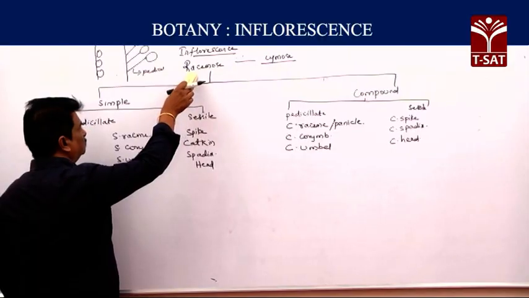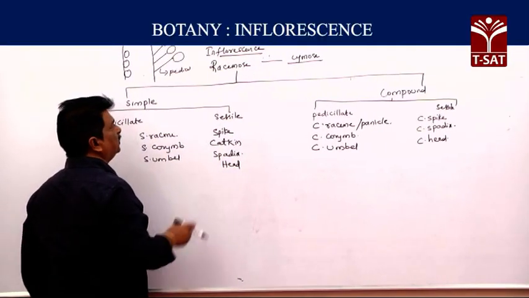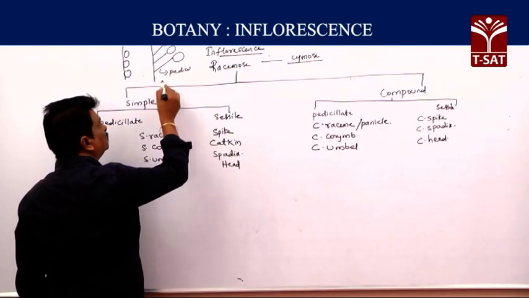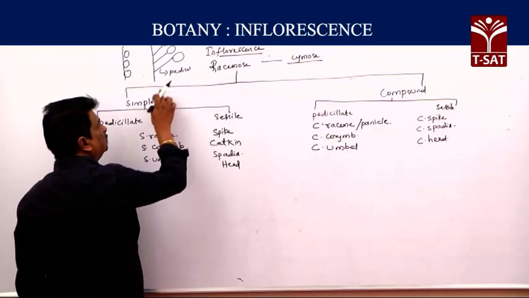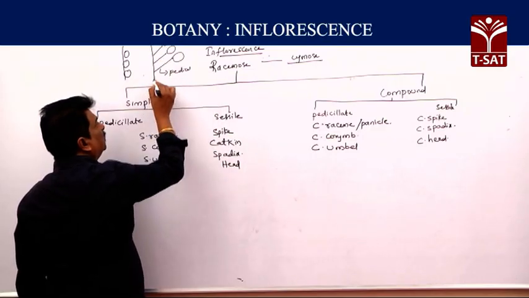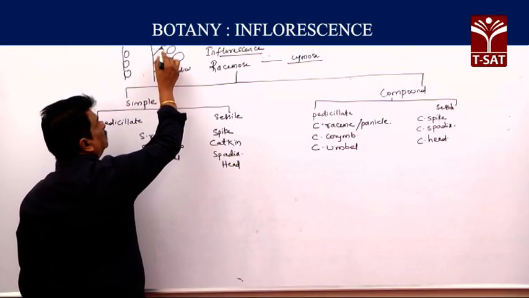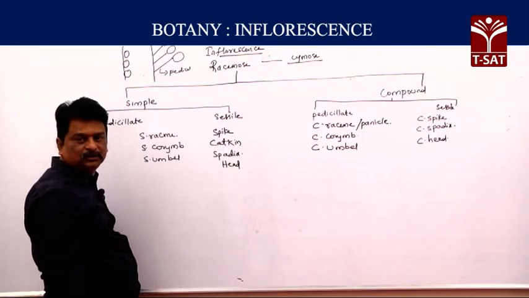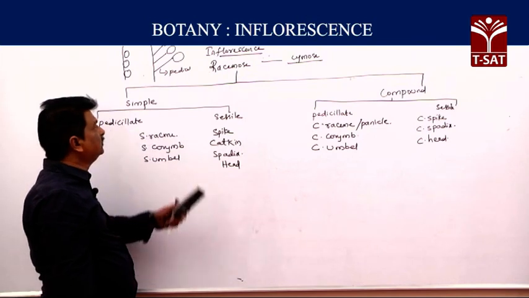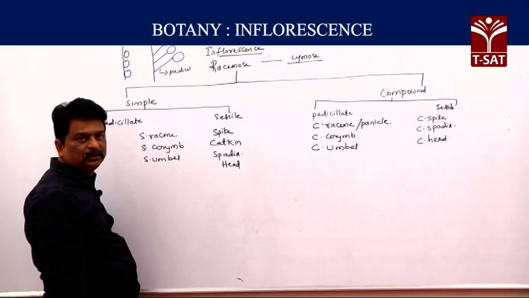Under this, the first one is simple raceme, which comes under racemose simple pedicellate. In racemose, the peduncle grows indefinitely. Simple means the peduncle is unbranched. Pedicellate flowers are all arranged acropetally. So it is called simple raceme. An example for simple raceme is Crotalaria.